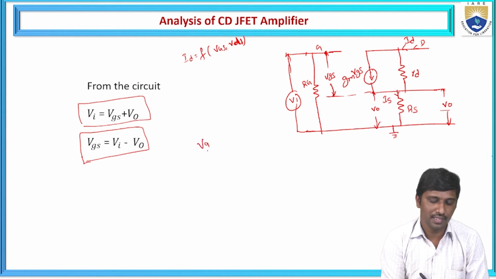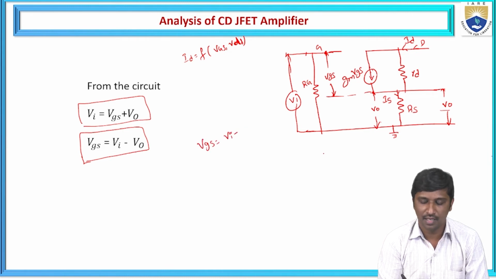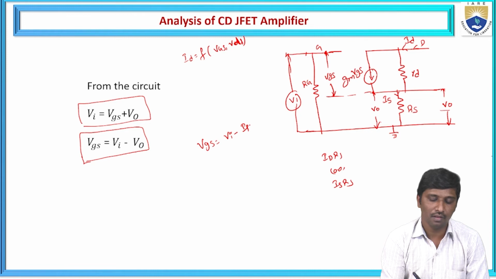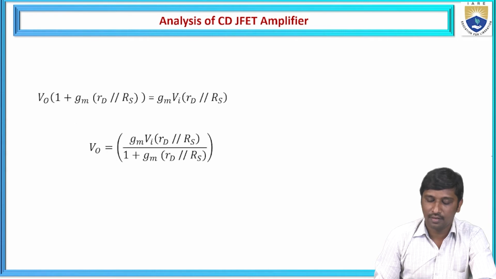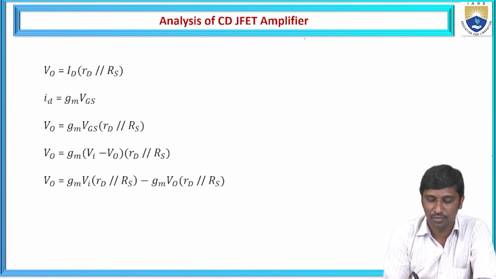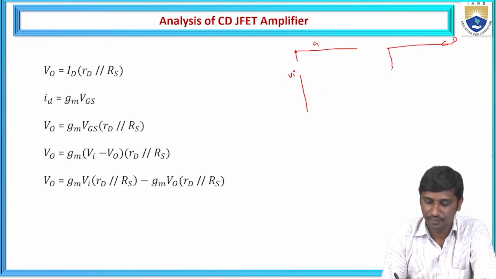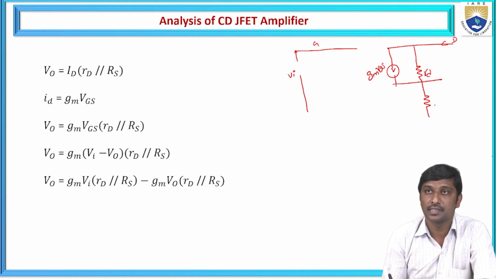We can also write it like this: VGS is equal to VI minus V0, meaning either ID into RS, or you can also write IS into RS. Clear? So now again, if you take the small signal model circuit, at the gate, this is VI. Let us take the drain, gm into VGS, and this is RD, and the external load resistance is RS, and this is the V0 node.